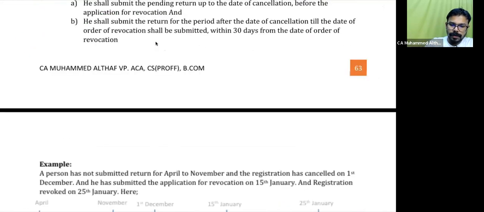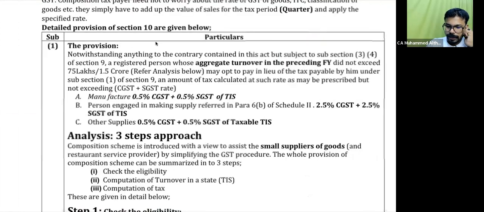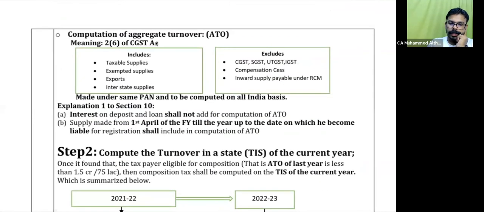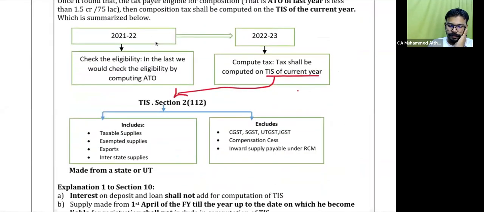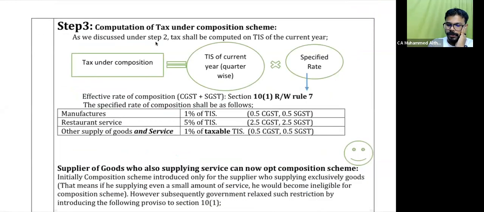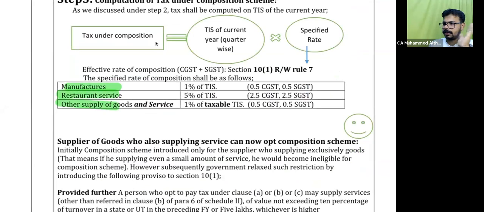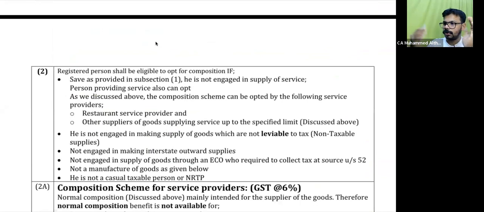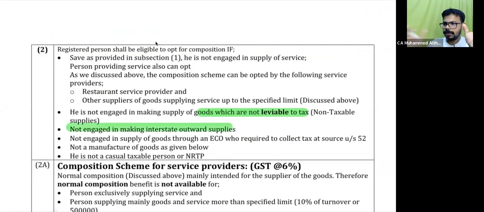Here also, you have to first of all compute the aggregate turnover. That aggregate turnover should not exceed 75 lakh in these states, and 1.5 crore in all other states. The aggregate turnover definition here is exactly the same as in the registration chapter. Then next are the rates. If it's a manufacturer, restaurant, or others, the rate will be 1%, 5%, and 1%. And then we have so many other conditions. One is that he should not be a service provider. He should not be engaged in non-taxable supply, and not making interstate outward supply. So those conditions are also there. Okay, so you have to keep that in mind.